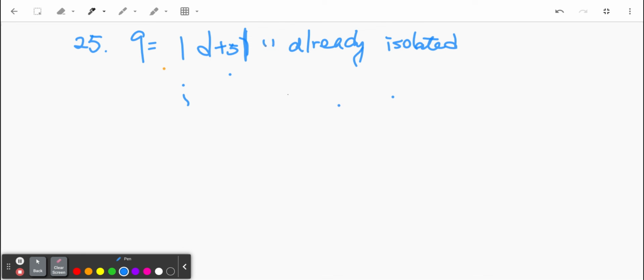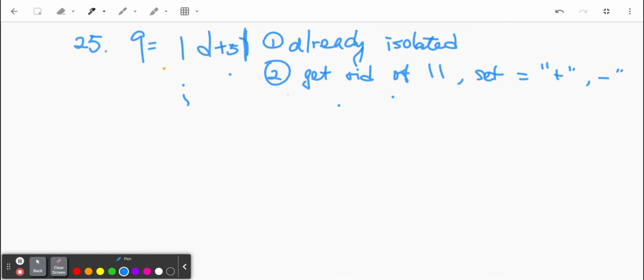Step number 2, get rid of the absolute sign and set equal to plus or minus. So we get rid of the absolute sign, which means D plus 5 equals plus or minus your answer: positive 9, and D plus 5 equals negative 9. You see that? Is that the answer? Not yet.